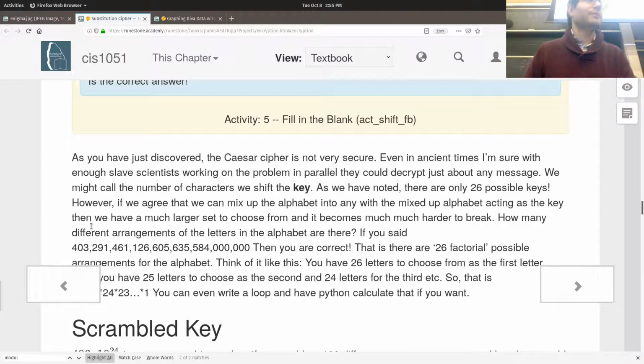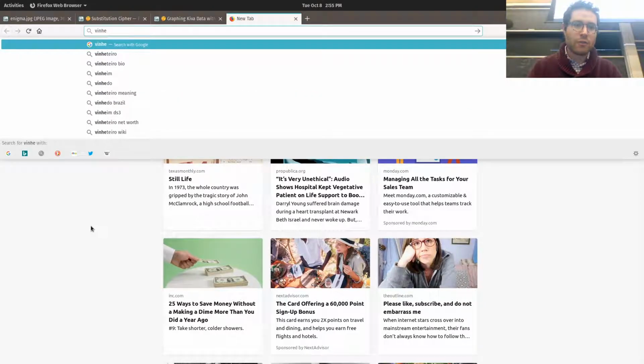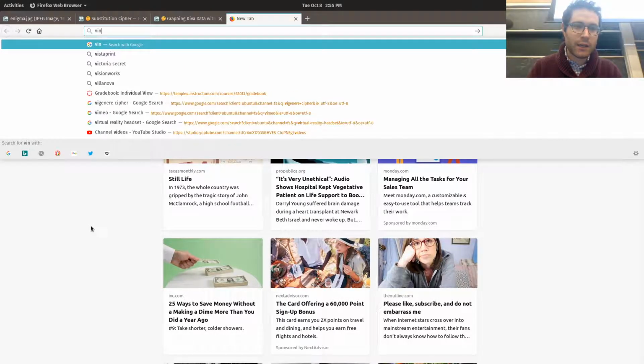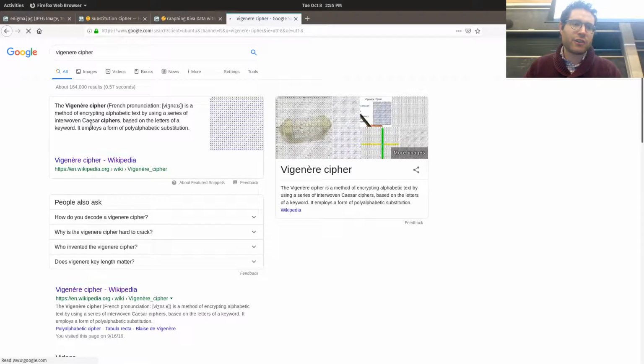All right, so it's not very secure, by the way, to do it like that, because if you get enough scientists working on the problem in parallel, they can decrypt about anything. In fact, even when we go up to the Vigenère cipher, which was the height of security in the Civil War and World War II.